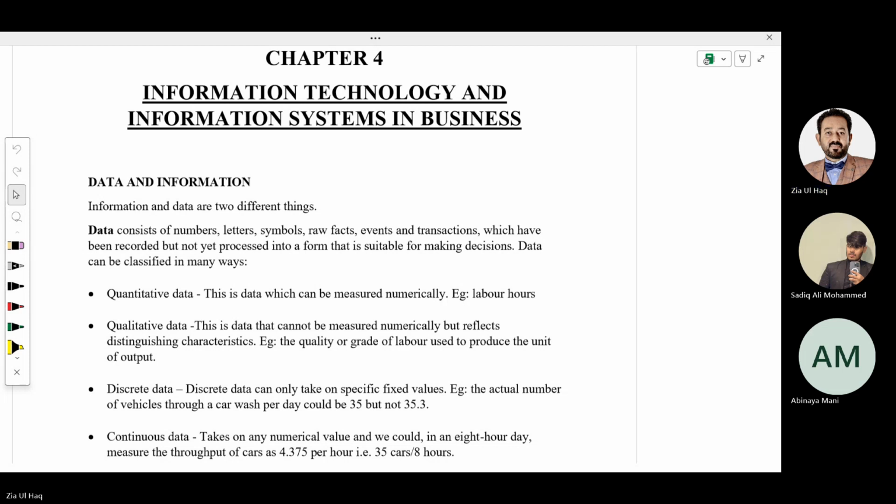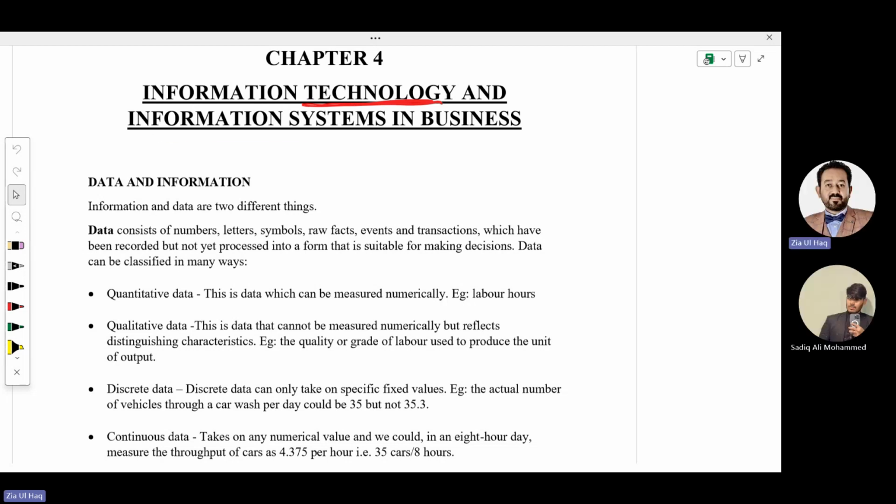Okay. So chapter 4 about technology. Information technology and information system in business. In this chapter, we will learn about different technologies used in the business. And we will discuss about information system that are used in the business.